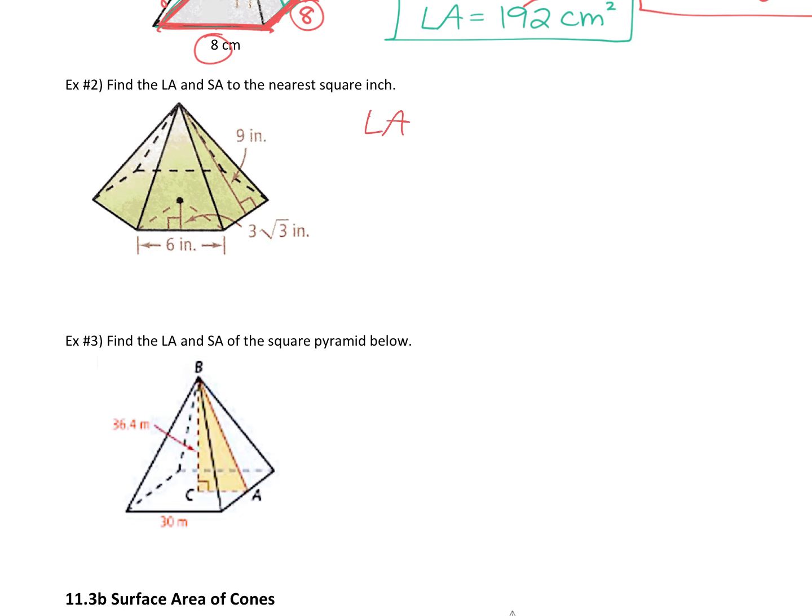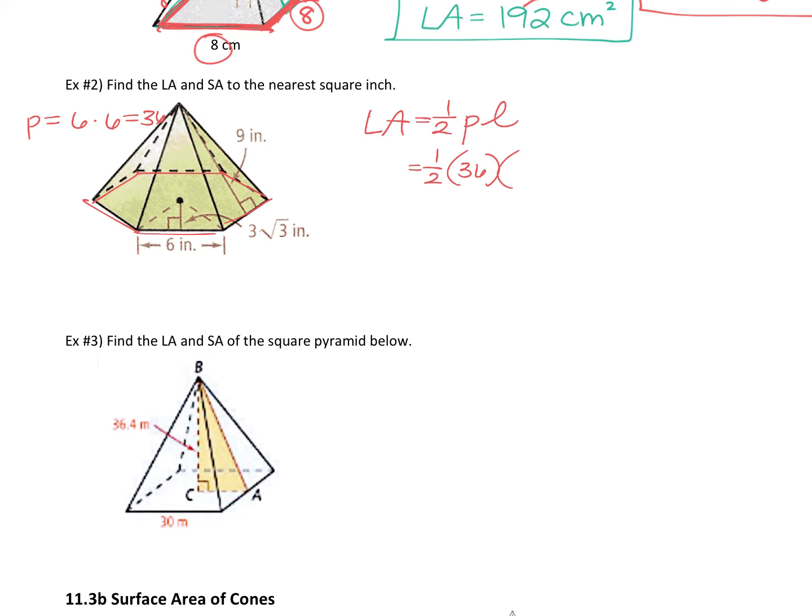So your lateral area is 1/2 PL. What's P? 36. It's a hexagon, right? 1, 2, 3, 4, 5, 6. So your perimeter is 6 times 6 or 36. Okay, so it's 1/2 times 36. What's L? 9. It's the 9.